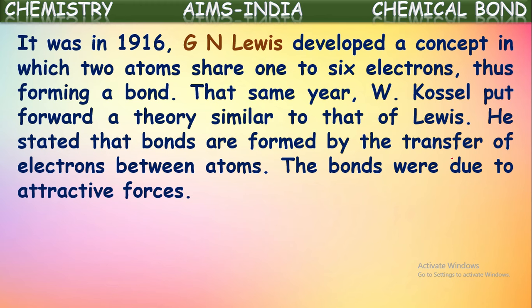Lewis proposed that atoms share electrons between them to form a bond. At the same time, Kossel proposed that atoms transfer electrons from one to another and hence create some attraction, because of which chemical bonds are formed. About these two we are going to learn clearly in further classes, about how elements share electrons and how elements transfer electrons between them.